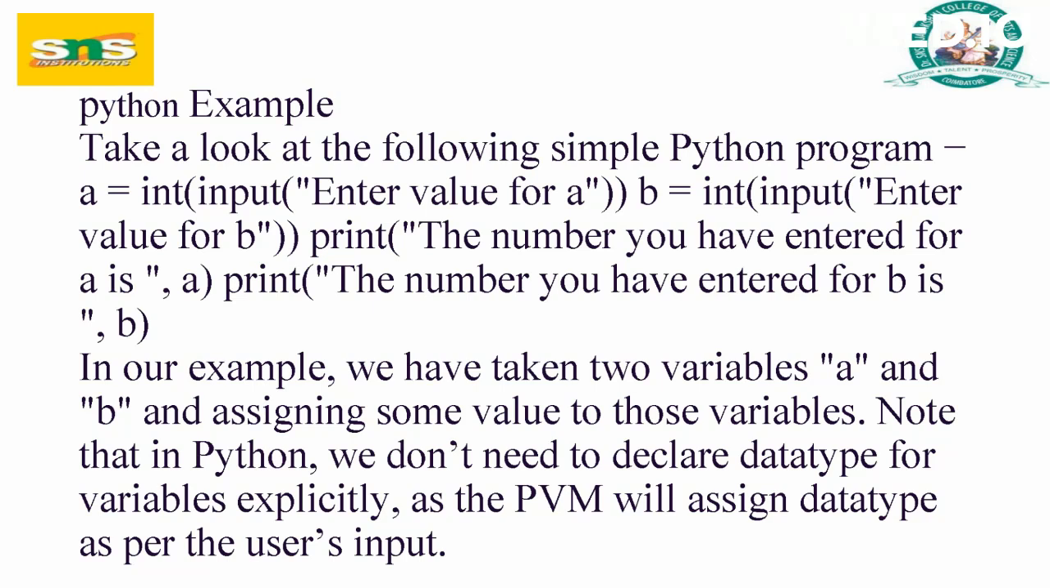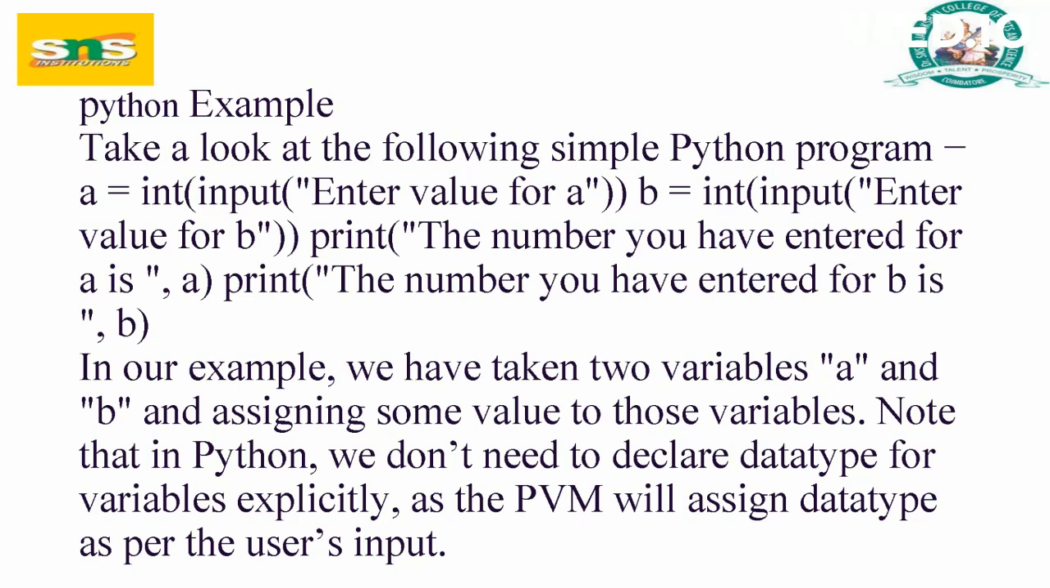So this case study gives a look at the following simple Python program. The user gets input: enter the value for A, enter the value for B. Then it prints: the number you have entered for A, and the A value is printed, and the number you have entered for B, and the B value is printed.